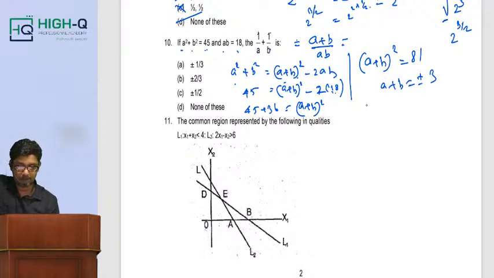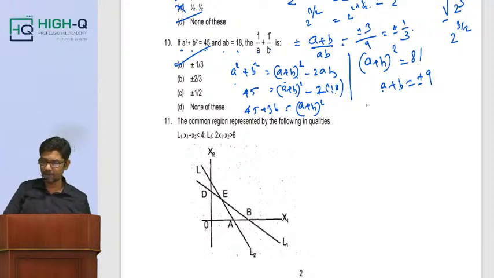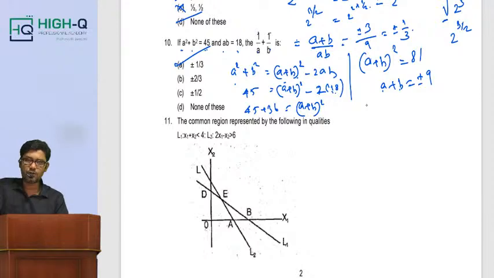Now substitute here, my dear. A plus b is plus or minus 9, and ab is 18. Is that clear, all of you? So it is nothing but 9 by 18, which is plus or minus 1 by 2. Option A. Sir, I think we can use some other method, sir, like substituting some values for a and b. See, that is also possible, but since it is plus or minus, let us go ahead with this only.